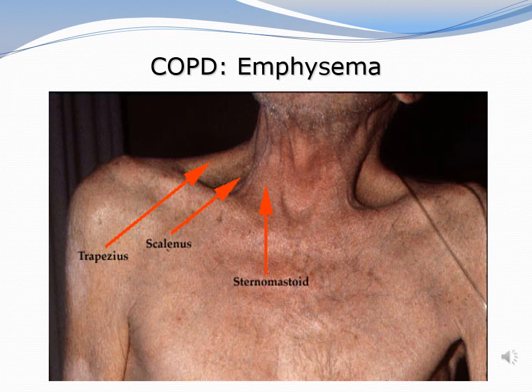This is a really good picture of an emphysema patient who is using accessory muscles to breathe. You can see in a normal person, you should not be able to see all three of these different muscular areas just in breathing usage.